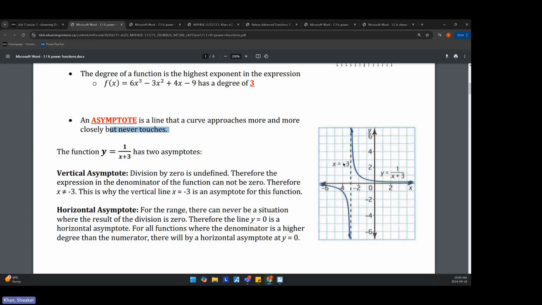In this case, x equals -3. And the equation is y equals 1 over x plus 3. And the reason why there's a vertical asymptote is because you cannot divide by 0. Division by 0 is undefined. Therefore, the expression in the denominator of the function cannot be 0. Therefore, x cannot equal -3. This is why the vertical line is x equals -3. So the asymptote is x equals -3.